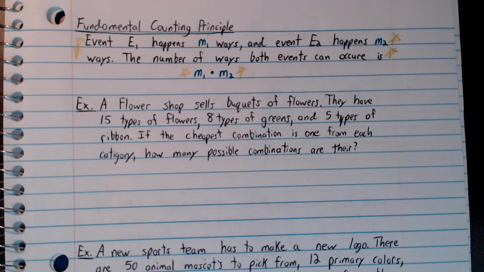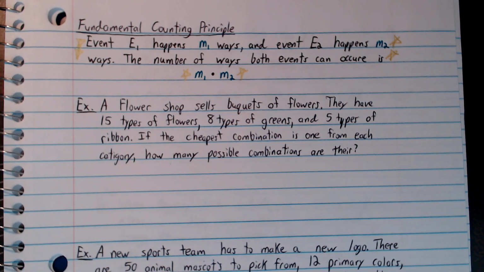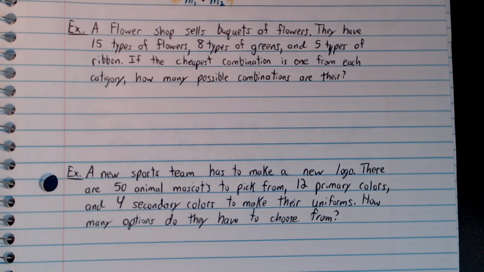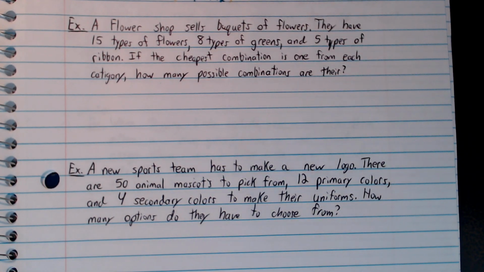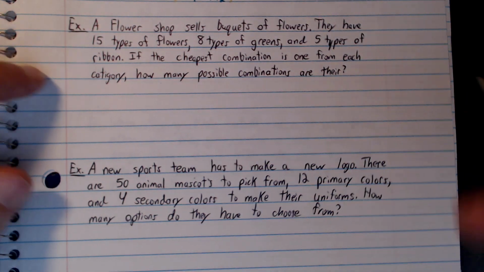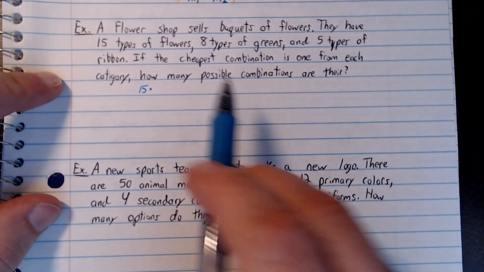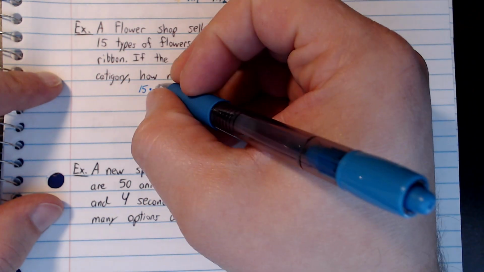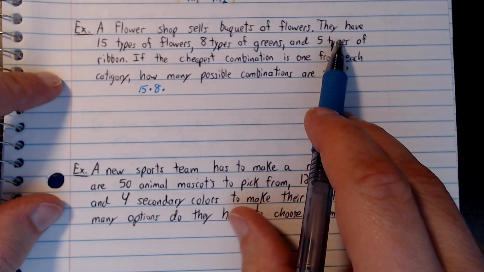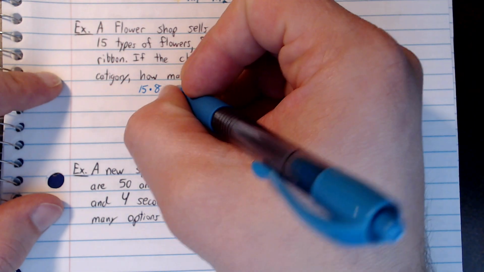All right, so we're going to look at a couple of examples. Again, if you need to pause the video to do this, not a big deal. To copy it down is what I meant. So anyways, here we go. A flower shop sells bouquets of flowers. They have 15 types of flowers, 8 types of greens, and 5 types of ribbon. If the cheapest combination is one from each category, how many possible combinations are there? So if we're going from the flower category where there's 15 options, and then the greens category with 8 different options, and then the ribbon to wrap around it has 5 different options.